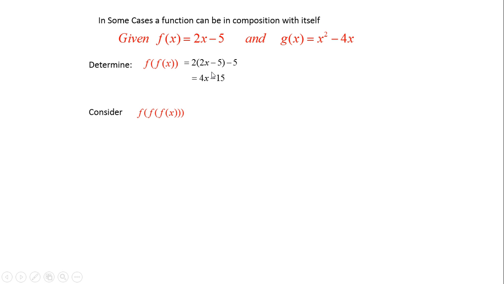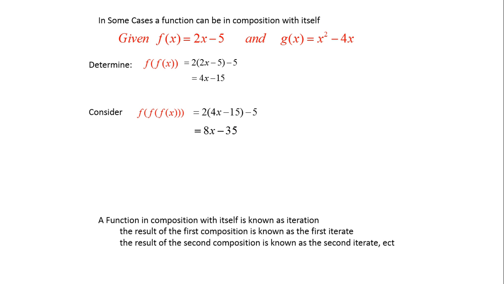What if I wanted to do the composition again? f of f of f of x. Well, I've already got the dual composition. So I actually could just take this as my result, and all my x's are replaced with the 2x minus 5, or I could go to the 2x minus 5 and replace the x with the 4x minus 15. I'd ask you to try it either way. So that gives us that answer.